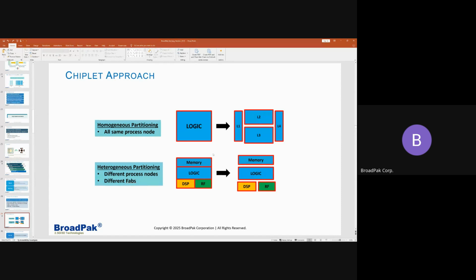So if you had your old-fashioned monolithic die where you have the memory block, logic, DSP, RF, etc., you may partition it. The memory could come from a different process node, from a different fab. The same for the logic. The DSP could be another node with somebody else, and the RF, you're going to source it. And then you're going to assemble and connect all of those.